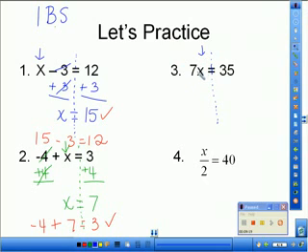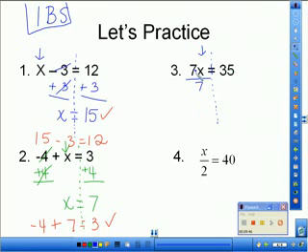Now, you have to ask yourself, what operation is going on here? What are they doing to the x? They are multiplying it times 7. So, let's go back to our acronym IBS. The inverse operation of multiplication is division. So, we are going to divide by 7.